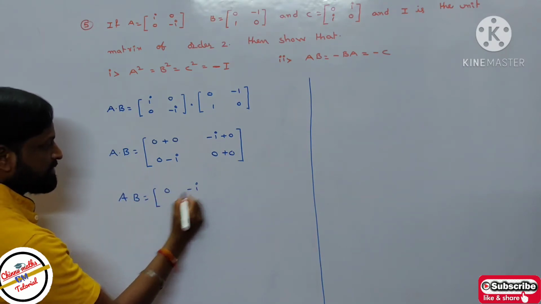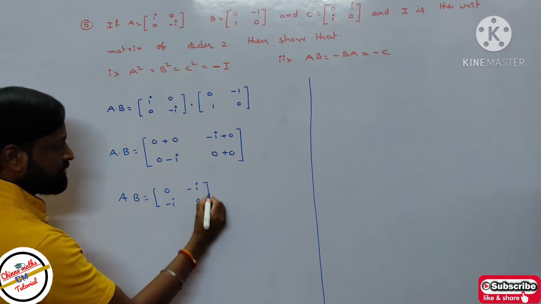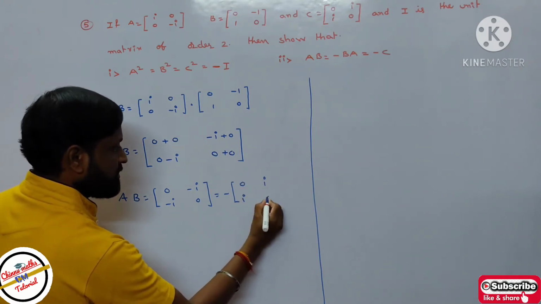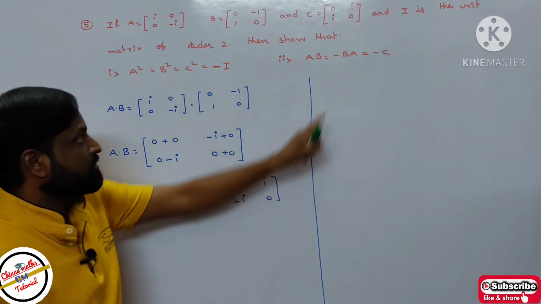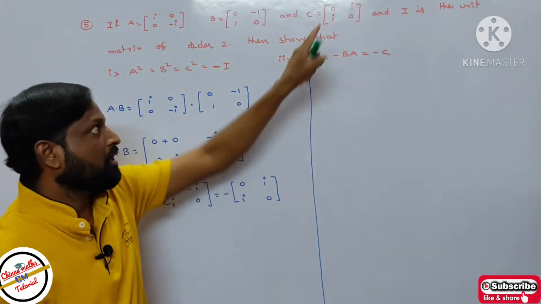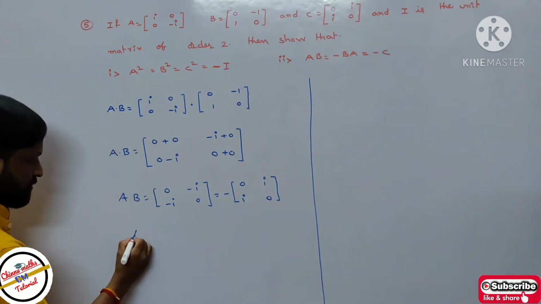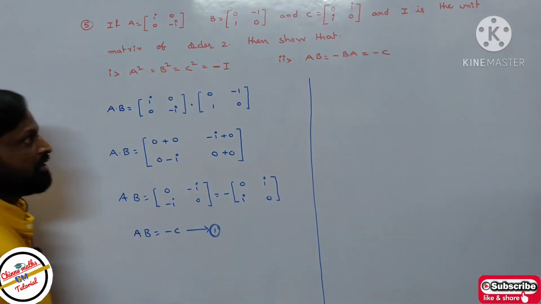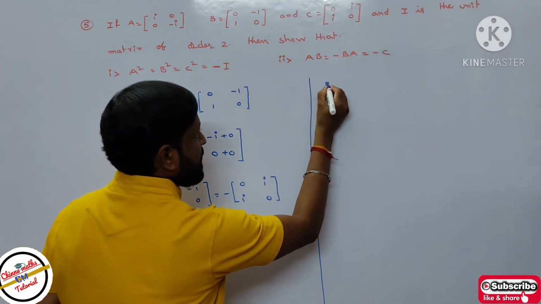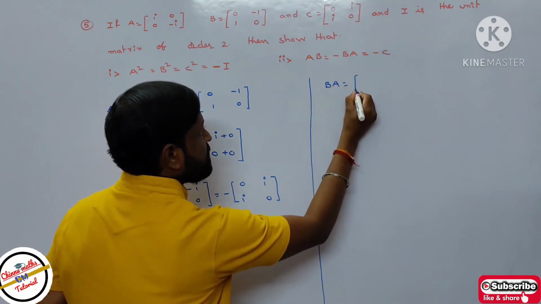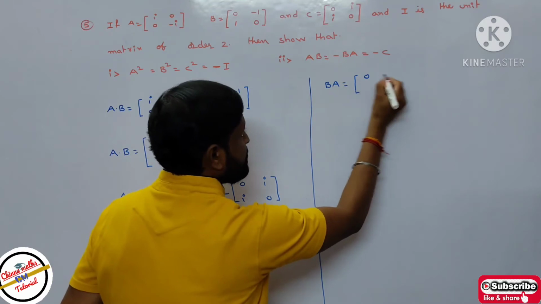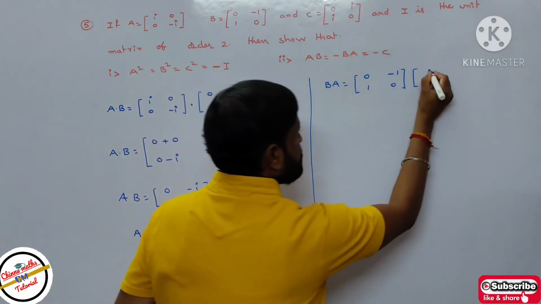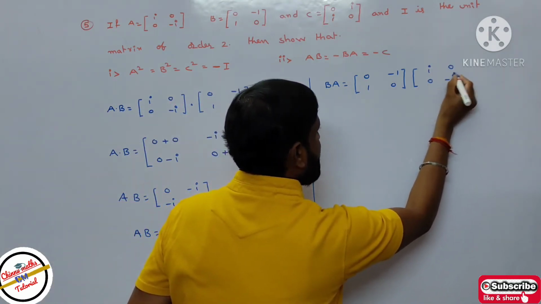0 minus i, again minus i, it is equal to 0. Take the minus as a common factor, you can write 0 i, again i 0. See here, what is the matrix of C equal to? 0 i i 0. According to this one, this matrix is equivalent to C. So then AB equal to minus C. Take this as equation 1. Similarly, find the BA value. First find the product of BA. So then the B matrix is 0 minus 1 1 0, and the matrix of A equal to i 0 0 minus i.